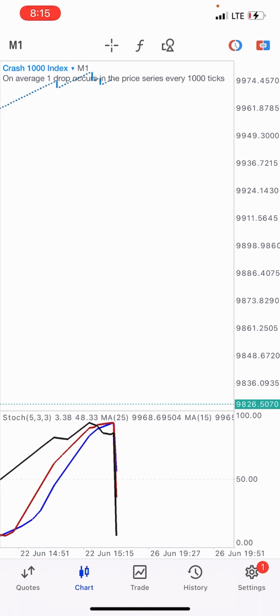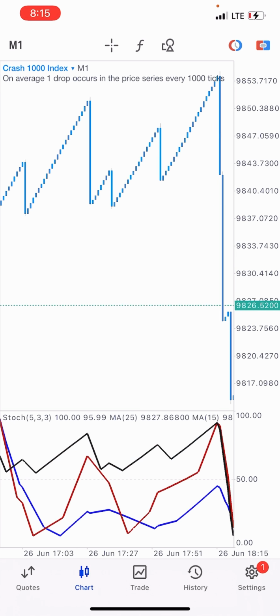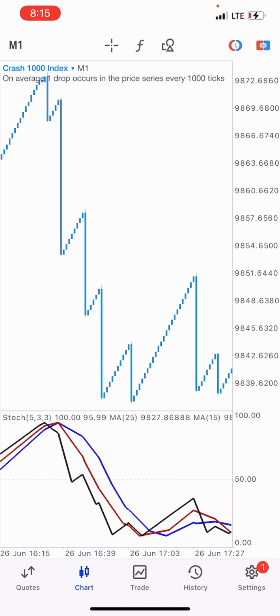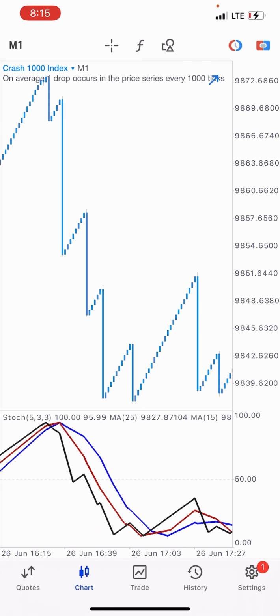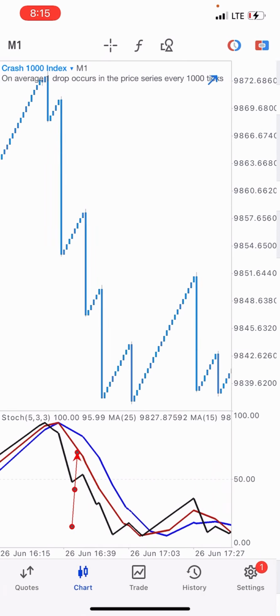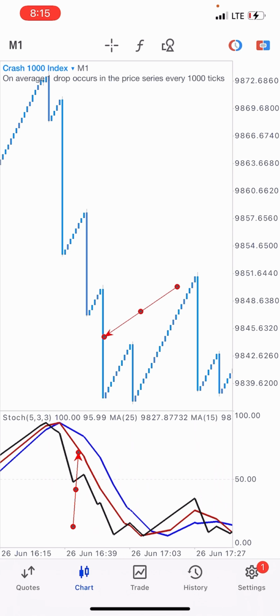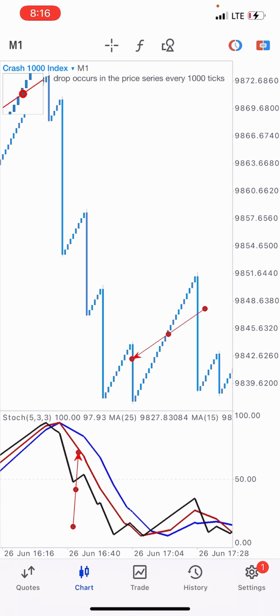So let's go for Crash. This is Crash 1000. Crash is the opposite of Boom. For Crash we are catching spikes, we are selling. It's the same thing. You wait for the black line facing down, wait for the red and blue line to cross the black line facing down, then you just enter the market and sell. You can see massive spikes.